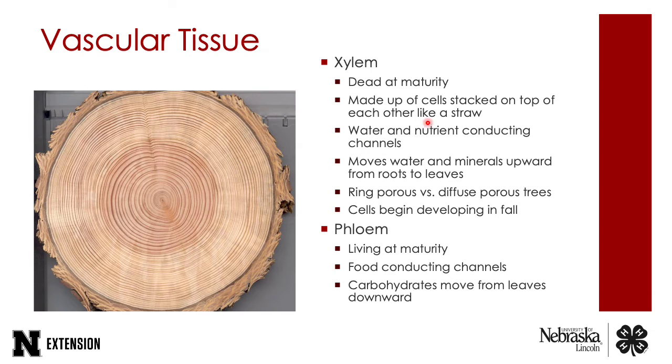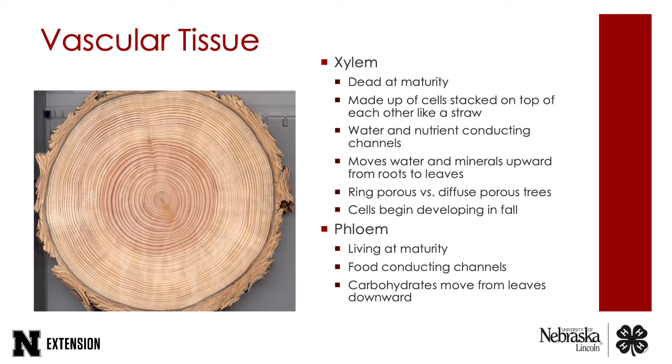Okay, so the xylem, when it's functioning, is actually dead. At this point, it's no longer alive, but the cells of the xylem are stacked on top of each other and almost form a long straw, up through which water and nutrients can be moved. Water that's pulled up by the roots is moved up through the vascular tissue in the roots, up into the stem, and then out into the secondary branches.